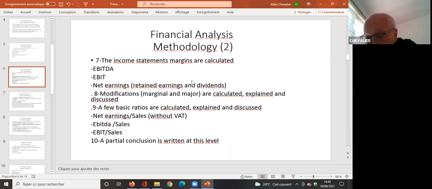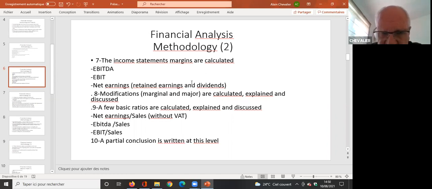It could be something coming from the financial environment, interest rates, for example, or new regulations. It could be also a different behavior of the consumer, or customer in general. So all these modifications, marginal and major, are calculated, are explained, and are discussed.